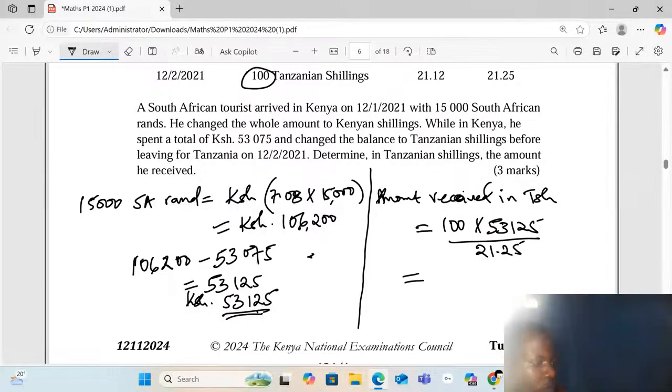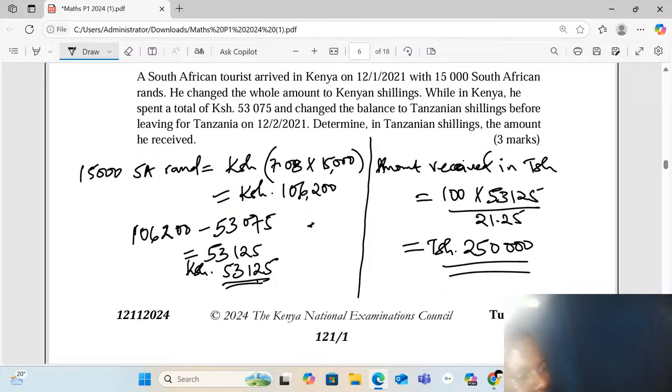So we're going to have 250 thousand Tanzanian shillings. So when you convert the amount of the balance to Tanzanian shillings, you're going to get 250,000 shillings. Then you get your good free marks. Good free marks for that question.